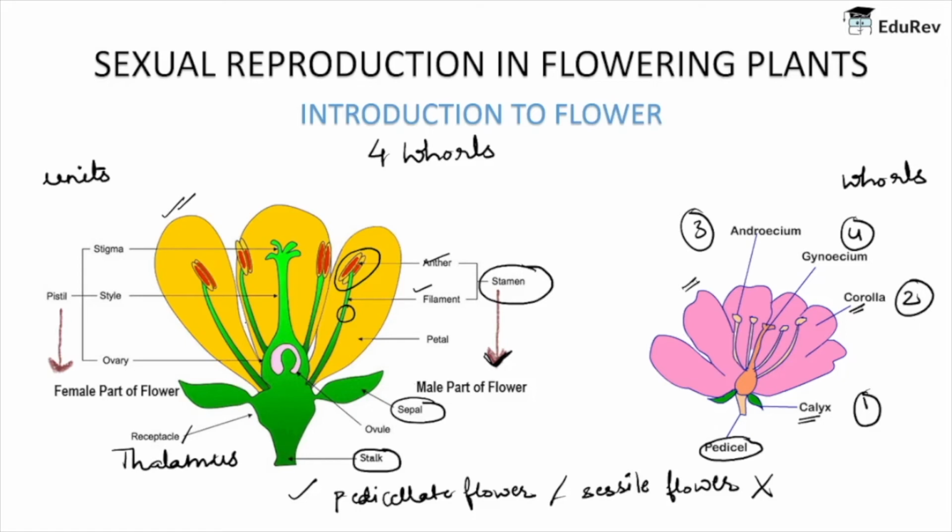Now moving on to the fourth whorl, that is gynoecium, marked as number 4 on the pink flower on the right side. Did you see that? Where gynoecium is marked? Here. This is the gynoecium. Now it is the fourth whorl, which consists of, since we are talking about its units, so we will look at the yellow flower, stigma, style and ovary. Let me encircle it.